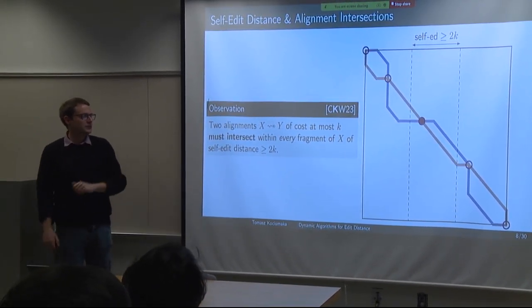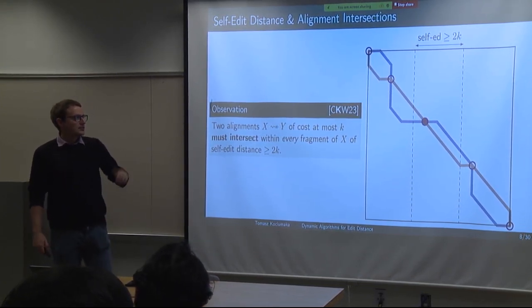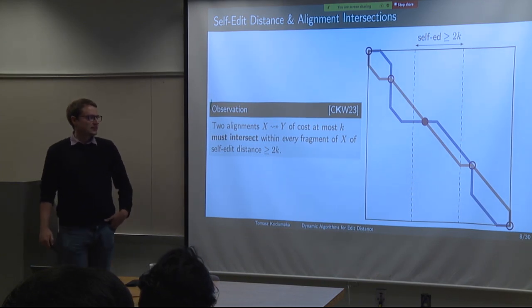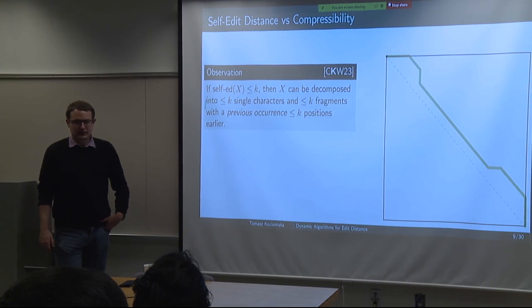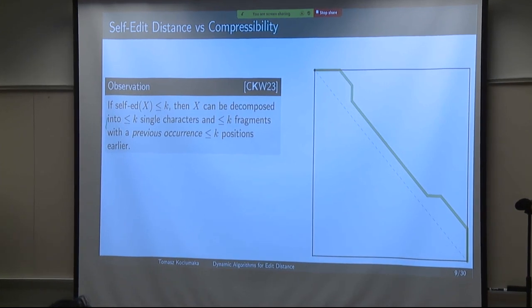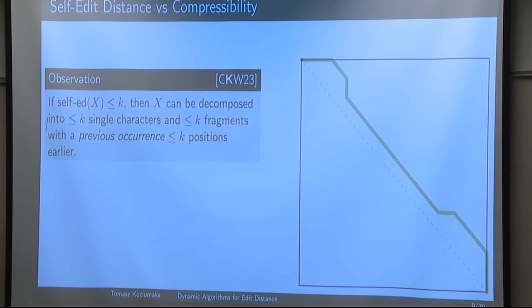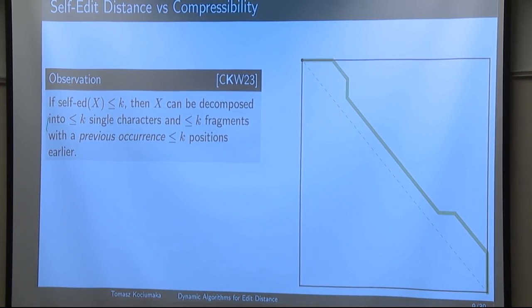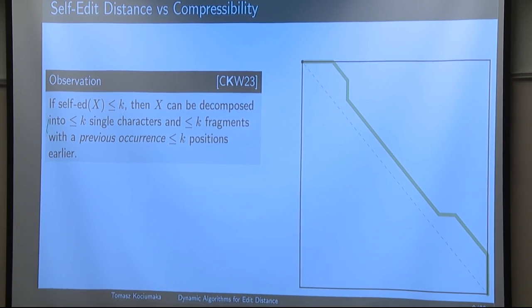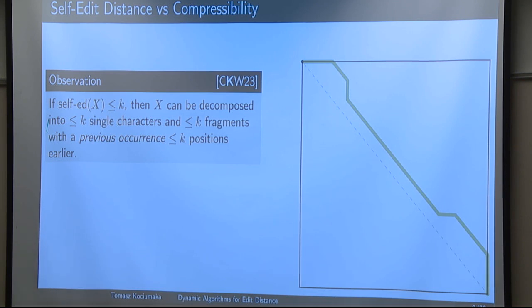But I will give more concrete arguments in a few moments. So this is one property of self-edit distance. And another one is that it can also be seen as a compressibility measure. Whenever you have a string with small self-edit distance, it's very structured in some sense. Technically, we can decompose it into a few characters, which would be the ones that the optimal self-alignment actually edits. And there are some fragments which the self-alignment matches perfectly, and they have some previous occurrence earlier in the string.